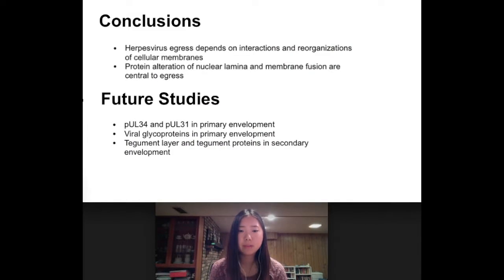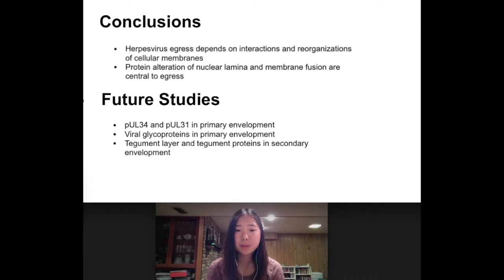So overall, after looking at our review and our individual papers on primary envelopment, de-envelopment, and secondary envelopment, some of the major points that we wanted to take away were that the herpes virus egress is really dependent on interactions and reorganizations of cellular membranes, and then also that the proteins involved in this are really huge factors in the alteration of the nuclear lamina and also membrane fusion, which are central to the egress of the herpes virus.